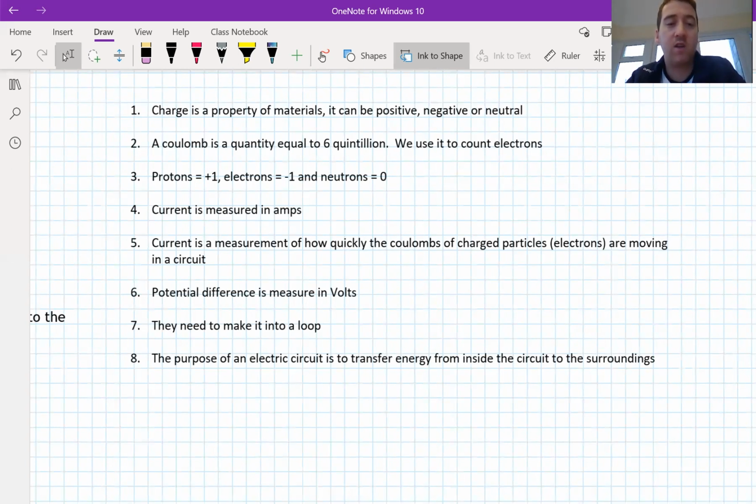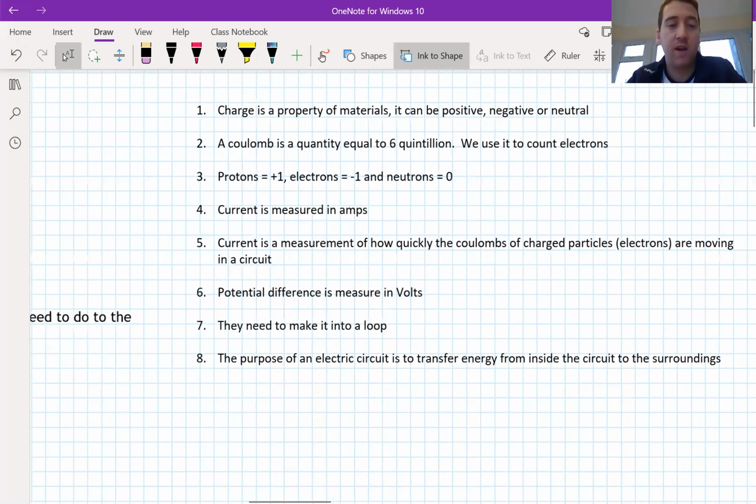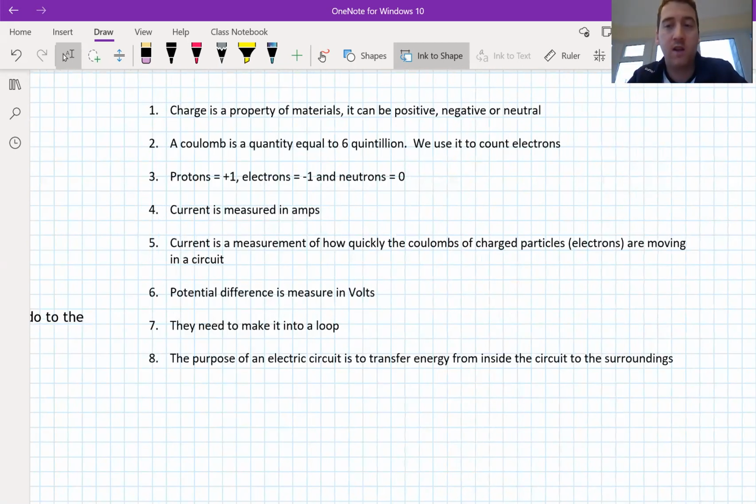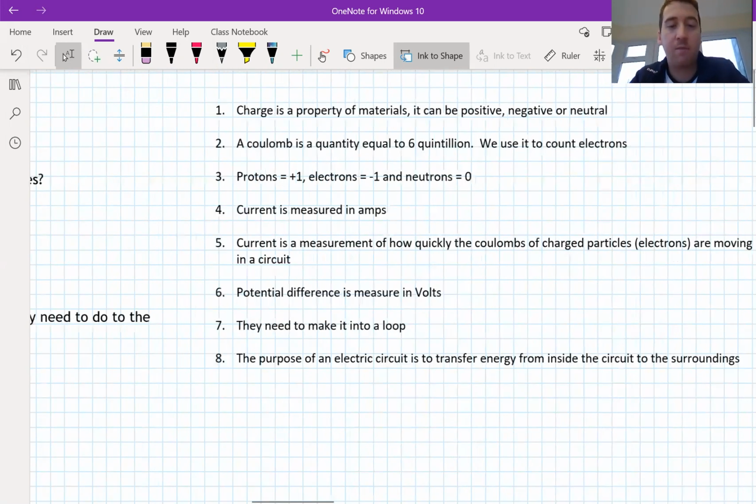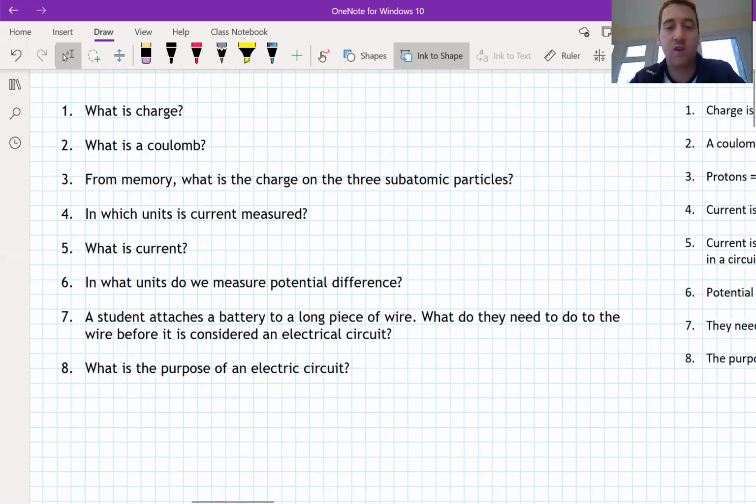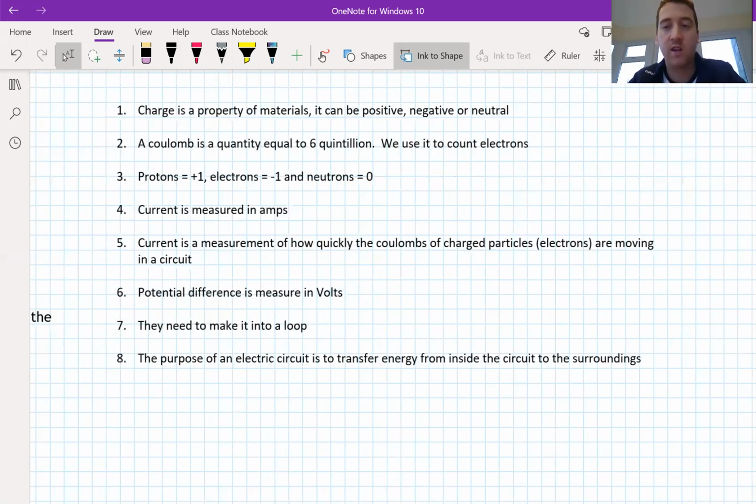If they have a wire, what do they need to do to make it a circuit? Okay, so a student attaches a battery to a long piece of wire. What do they need to do to the wire before it's an electric circuit? They need to make it into a loop, a closed loop, so that the electrons can flow around the circuit. And the last one then, what is the purpose of an electric circuit? What is the whole point of an electric circuit? Well, the point of an electric circuit is to transfer energy to the surroundings. So transfer energy from inside the circuit to the surroundings.